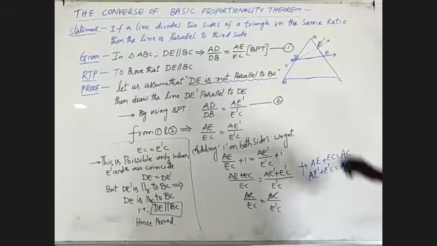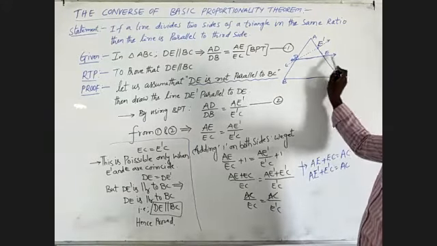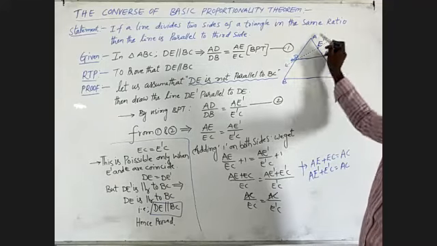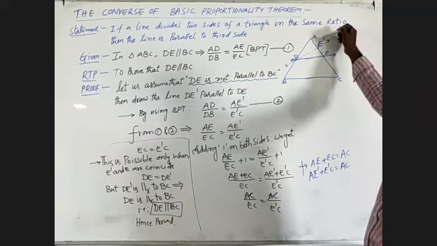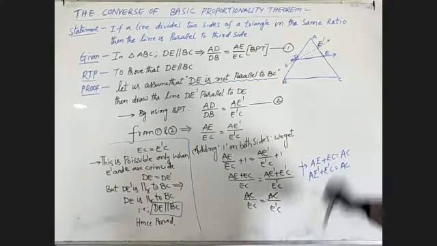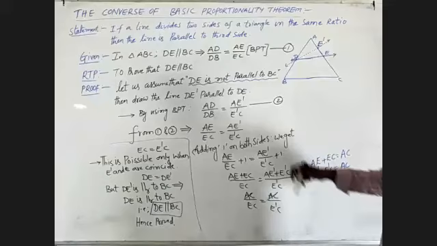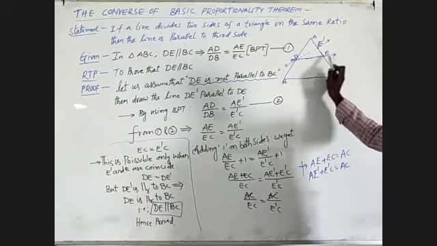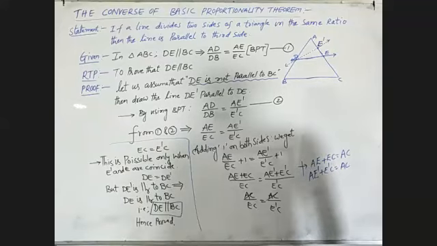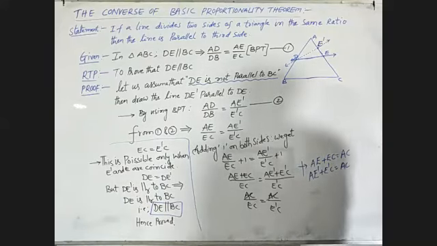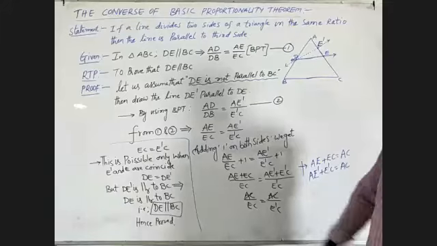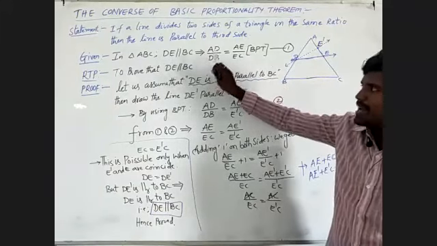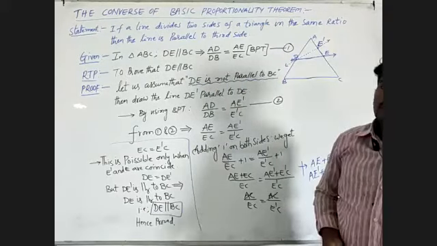First, in triangle ABC, DE is parallel to BC. By using the basic proportionality theorem, AD by DB must be AE by EC. The given line is parallel to the third side, so first I have to prove DE is parallel to BC. How am I going to prove it? This is by the basic proportionality theorem.